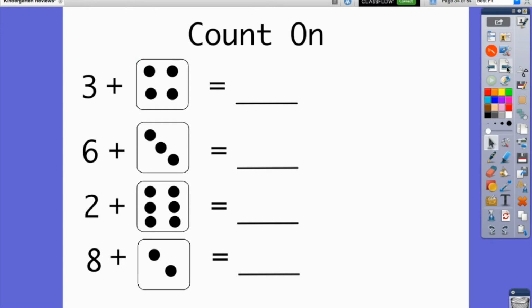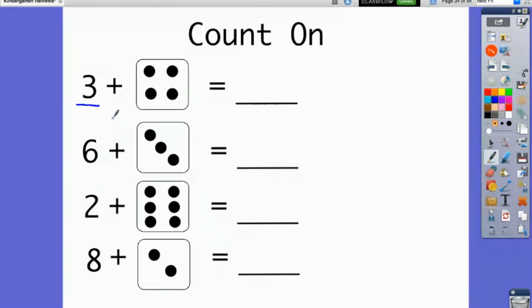Our other mental strategy that we can do is learning to count on. So putting a number in our head and then counting on the extra number. So let's practice that here with our numbers and with our dots. We're going to start with the number that we see, the number at the beginning of our problem. So for the first one, our first number is 3. We're going to put 3 in our head.